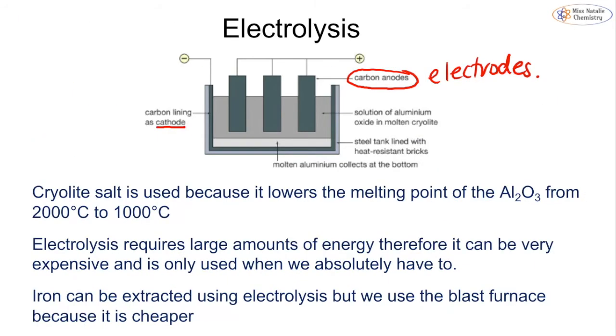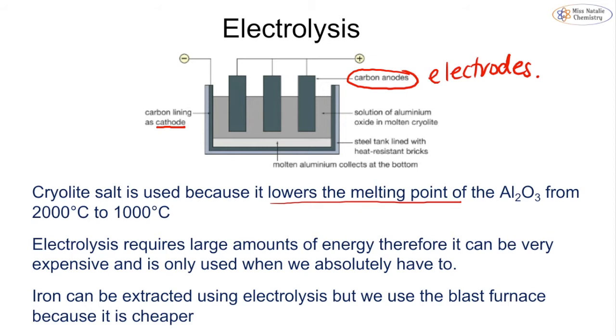So when this happens, we get the cryolite salt being used because that actually has a lower melting point than the aluminium oxide, so it reduces it by about 1,000 degrees, which means that we have to use less energy. Now, electrolysis does, however, require very large amounts of energy, especially in comparison to using the blast furnace. So we only actually extract the metals using this method when we absolutely have to. So if the metal can be extracted by roasting with carbon, then we will always use that method. We only use electrolysis if we have to because it is very expensive.